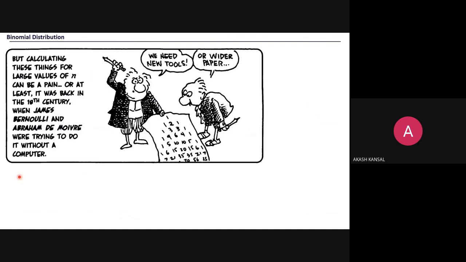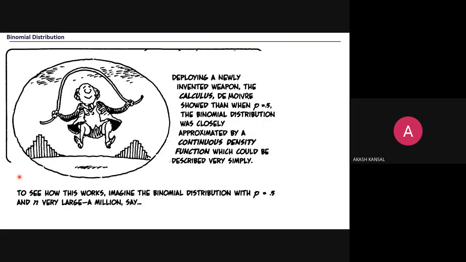Now we did it for n equal to 10, but back when there were no calculators, no Excel sheets, doing these things for very large values of n would be a pain, right? So what James Bernoulli and Abraham de Moivre did, they tried to solve it without using a computer. At that time calculus was also in very initial stages, right? So then he observed that the binomial distribution was closely approximated by a continuous density function, and we could define that function very simply, right?